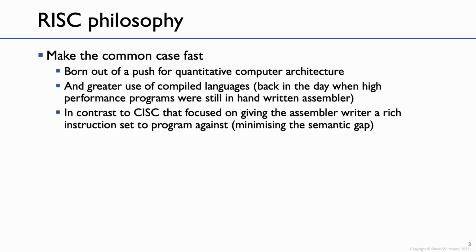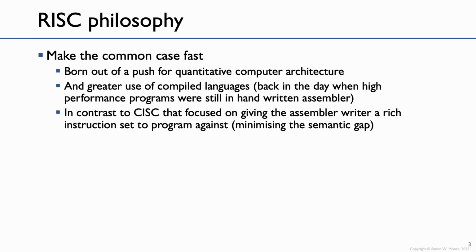The key idea in RISC is to make the common case fast. So it's born out of a push for quantitative computer architecture. In other words, we measure the improvements and we only include the things that will be used regularly. This ties in with Amdahl's law that I talked about in a previous lecture. It also assumes that we're going to use compiled languages.